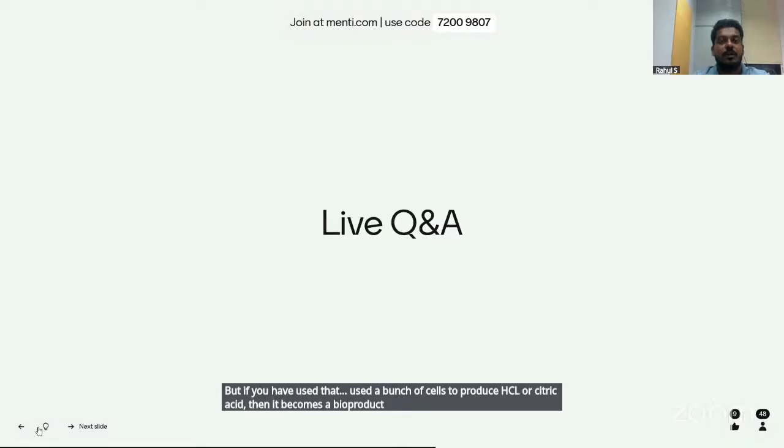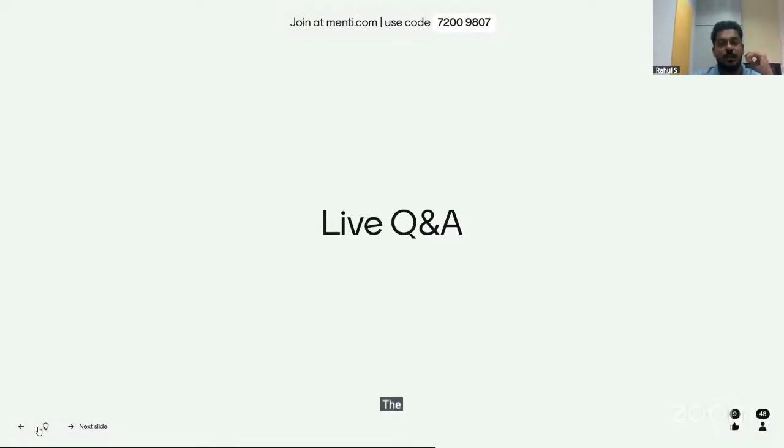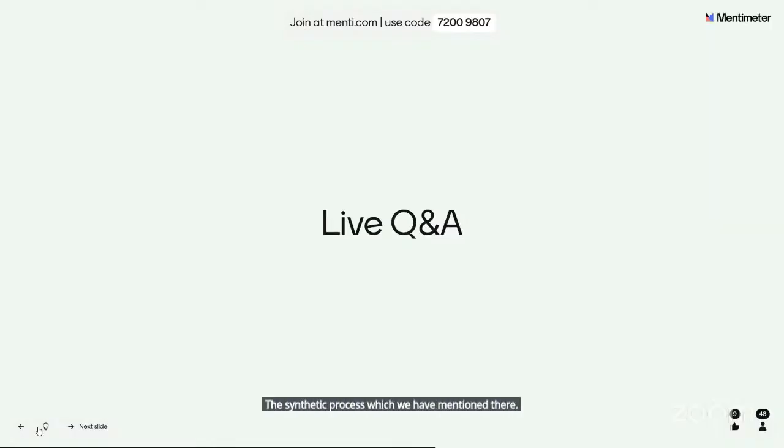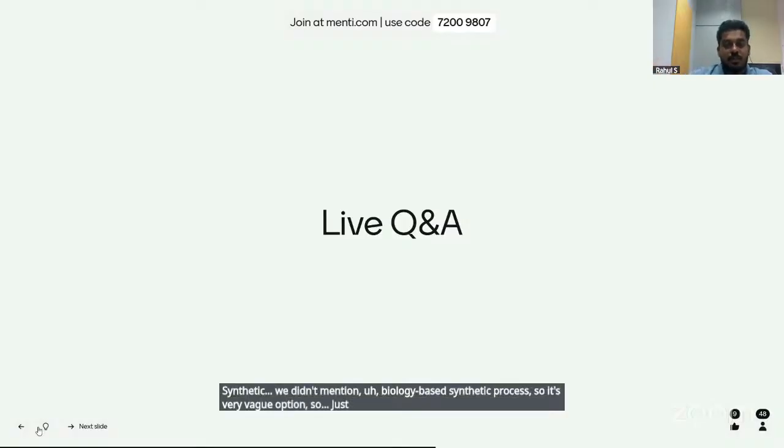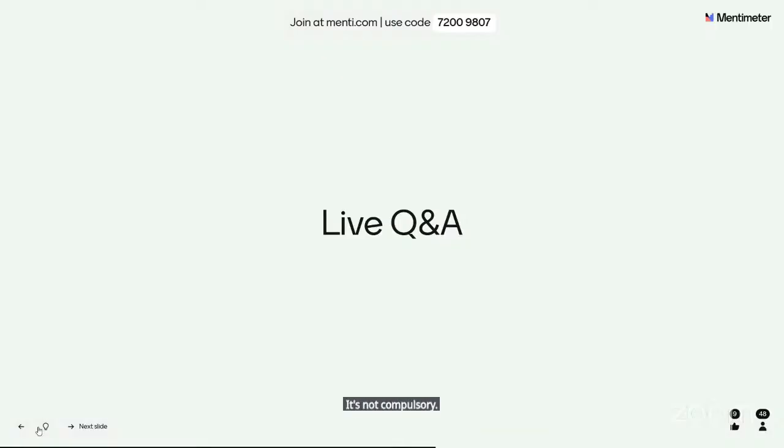So that's how the synthetic process we mentioned there makes sense. We didn't mention a biology-based synthetic process, so it's a very vague option. Just by saying a synthetic process in a lab, we can't say that it is biology-based, but it can't be ruled out either. So it's not compulsory either way. That's the point we made in the third option. Thank you. Yeah.